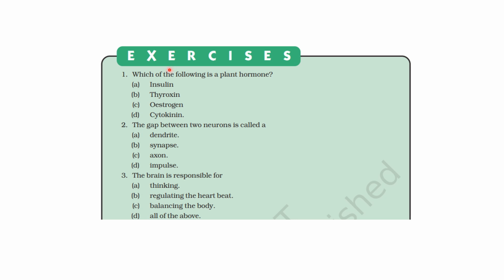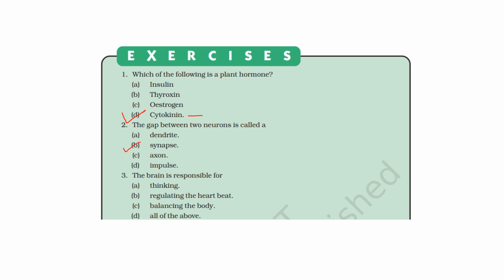So here come the exercise questions. Here are some objective questions. First is, which of the following is the plant hormone? ठीक है, इसमें से हम check कर सकते हैं. Plant hormone कौन सा है इसमें? Cytokinin. ठीक है, this is a plant hormone. You can identify. Second is, the gap between two neurons is called, क्या कहते हैं gap को?